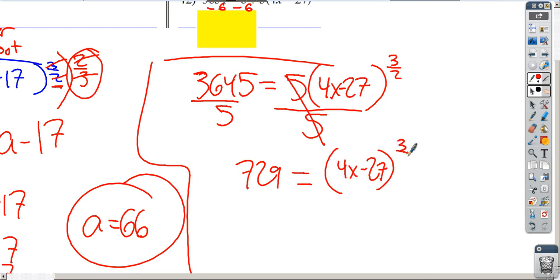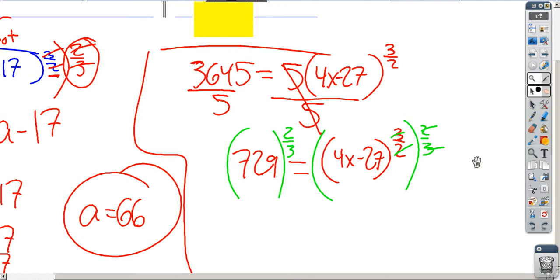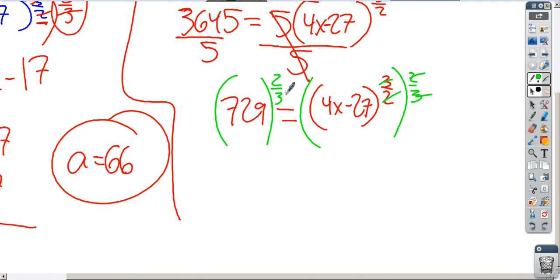Same procedure, we need that to be to the first power, not to the 3 halves power. So we're going to raise that to its reciprocal, because that will then cancel. Whatever I do to one side, I have to do to the other. So I'm going to raise that to the 2/3. What does it mean to raise to the 2/3? It means take the cube root and raise it to the second power. You could do that in the opposite direction, but that's much harder.